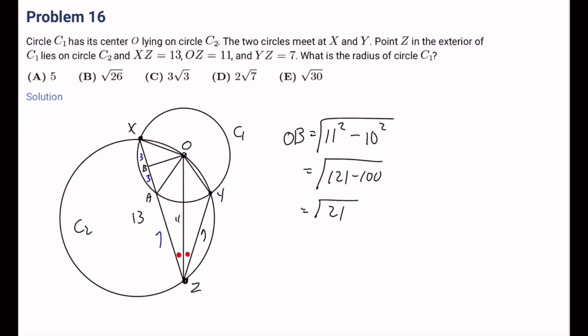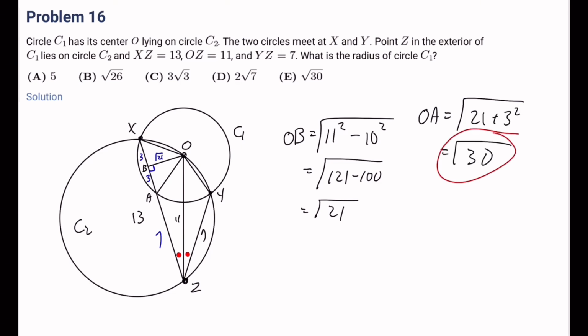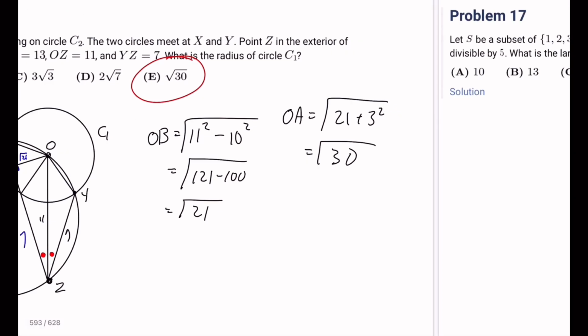And now we can finally focus on OBA, this triangle. We know that OB has a length of root 21, and we know that this is also a right angle, so we can get the hypotenuse of that triangle, which just happens to be the radius of C1. And so OA is going to be the root of root 21 squared, that's just 21, plus 3 squared, which is root of 30. And so this is going to be our answer, that is OA. So that's E.